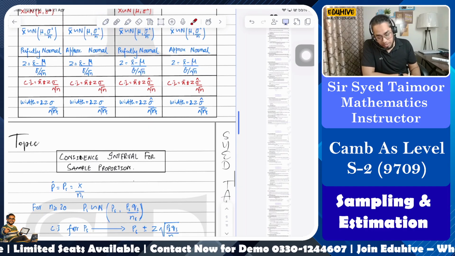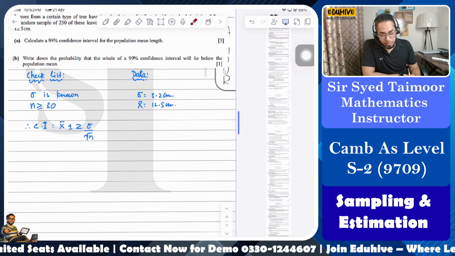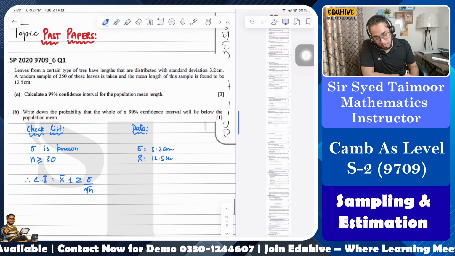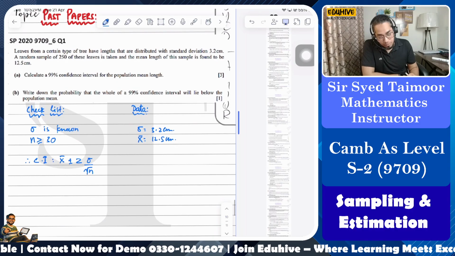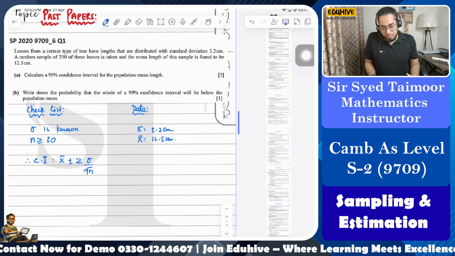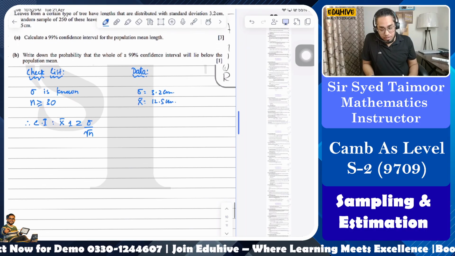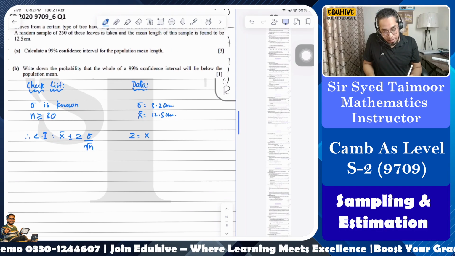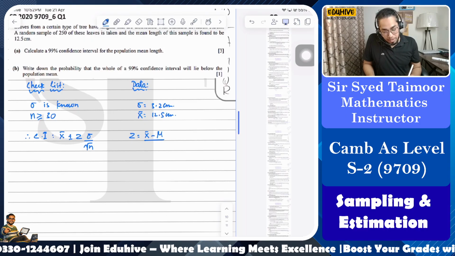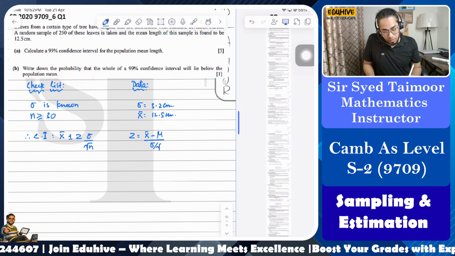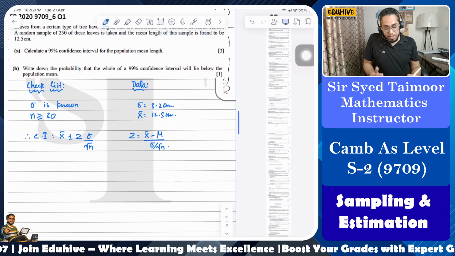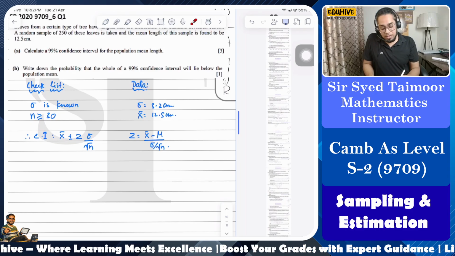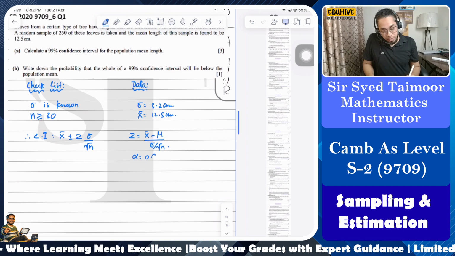And furthermore, what they have exactly provided is a 99% confidence interval for the population mean length. Yes, so we can calculate the value of z now. How can we calculate it? z equals x bar minus mu divided by sigma over root n. This is the formula, but there is a problem. They are telling me that it is a 99% confidence interval. So 99% confidence interval means like alpha will be 0.99.